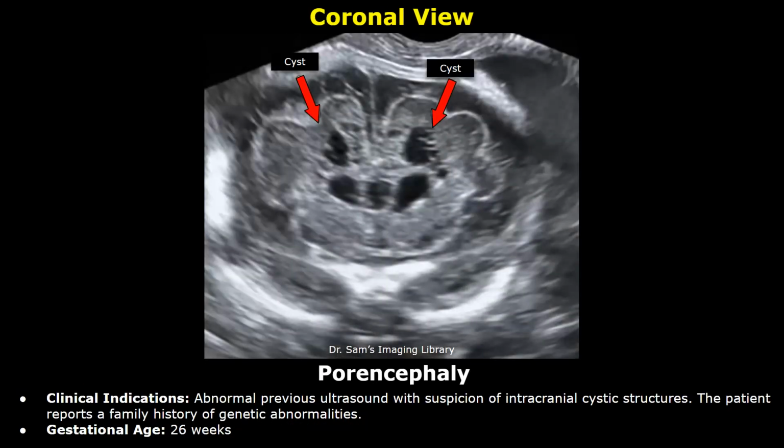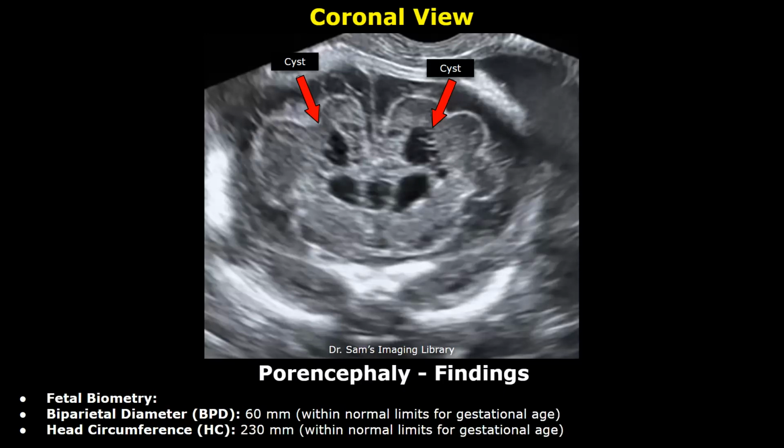This is a case of Porencephaly. Clinical indications: abnormal previous ultrasound with suspicion of intracranial cystic structures. The patient reports a family history of genetic abnormalities. Gestational age 26 weeks. These are the findings. BPD and HC are normal.